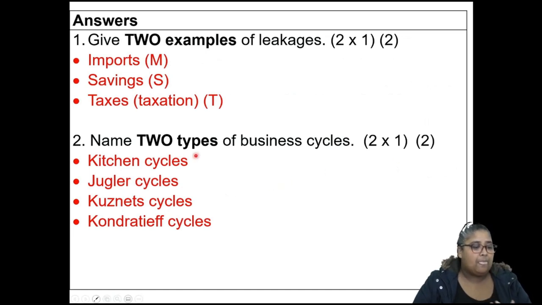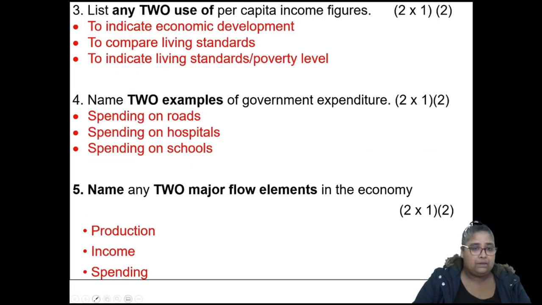So when we mark, we will have all possible answers there, but you are only required to give 2 answers. So any 2 of these types of business cycles: Kitchin business cycles, Juglar business cycles, Kuznets cycles, and contractive cycles. Okay, so any of those 2. And these are just the rest of the questions and the possible answers.